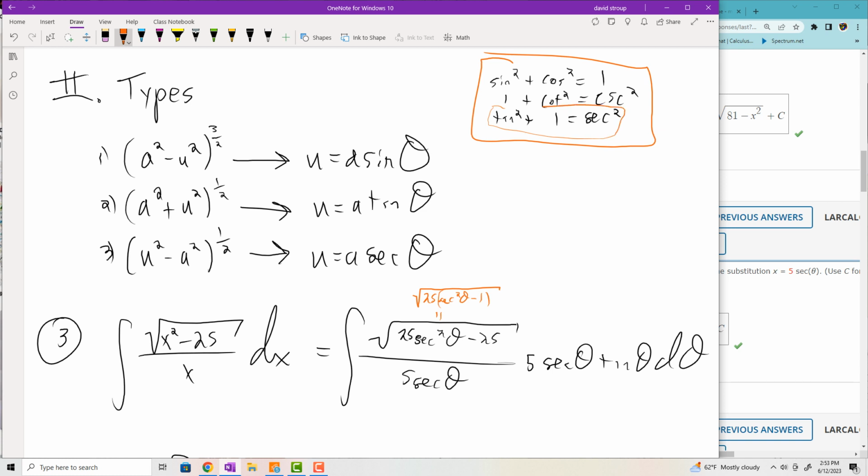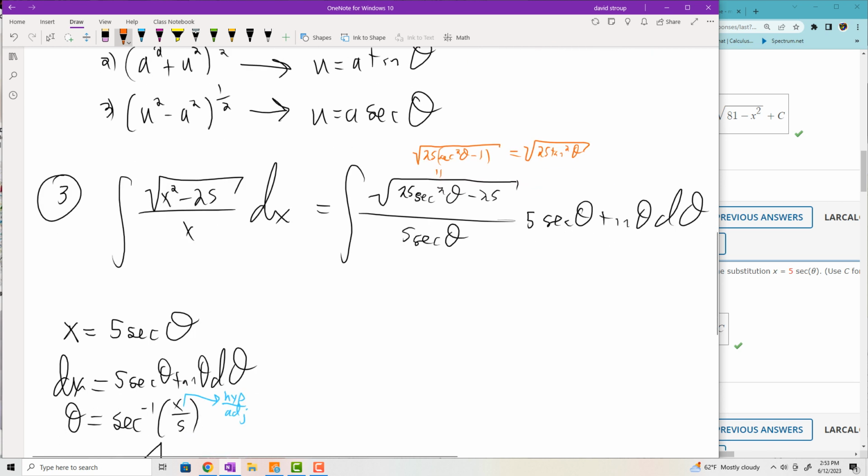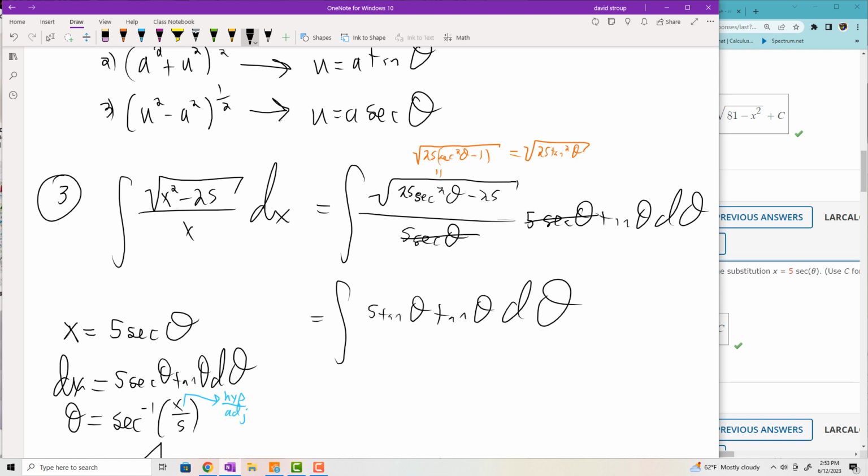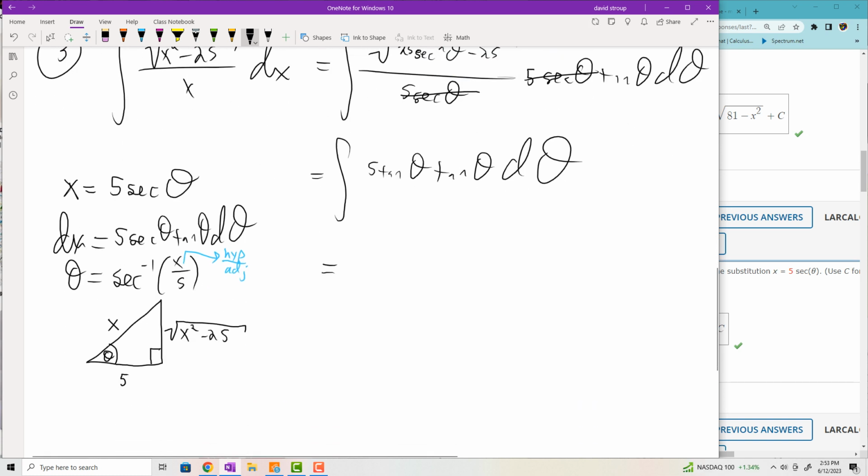So if you move the 1 over, that thing would equal tan squared, right? So you'd have the square root of 25 tan squared theta. And then you take the square root of that, and you get 5 tan theta, right? So this ultimately equals the integral of 5 tan theta. Let's go ahead and remove these 5 secant thetas, and then times tan theta d theta. And things are looking nice. You can factor out the 5, and you just get tan squared theta d theta.